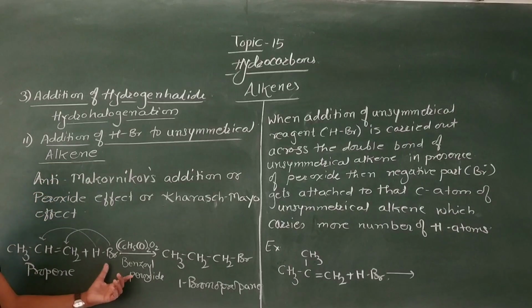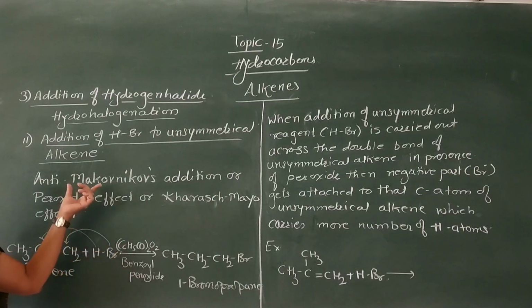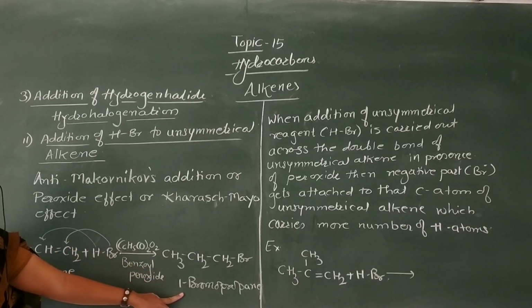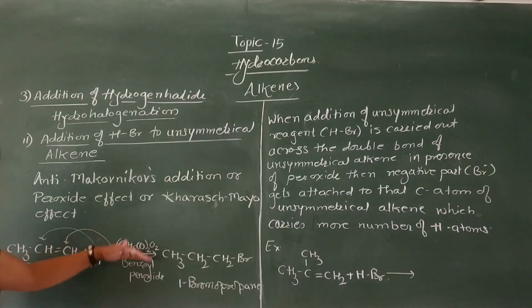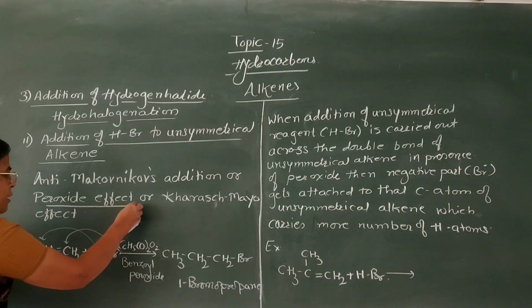That is, if this reaction, that is addition of HBr across the unsymmetrical alkene, is carried out in presence of peroxide, then addition takes place according to anti-Markovnikov's rule. That is, the negative part of the reagent goes to that carbon atom of the alkene which has more number of hydrogen atoms to form 1-bromopropane as a major product. Now this effect occurs due to presence of this peroxide, therefore it is called the peroxide effect.